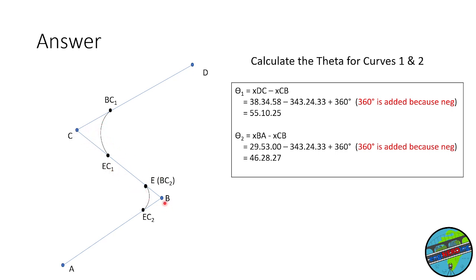Then from C to B and B to A, we have another curve. We extend C to B, which is our start, to PI value, then we extend it this direction, then we can have start to PI minus PI to end, which will give us this angle. Once again, it will be a negative value, so you plus 360. Alright, so that's how we get our theta values or our deflection angles.